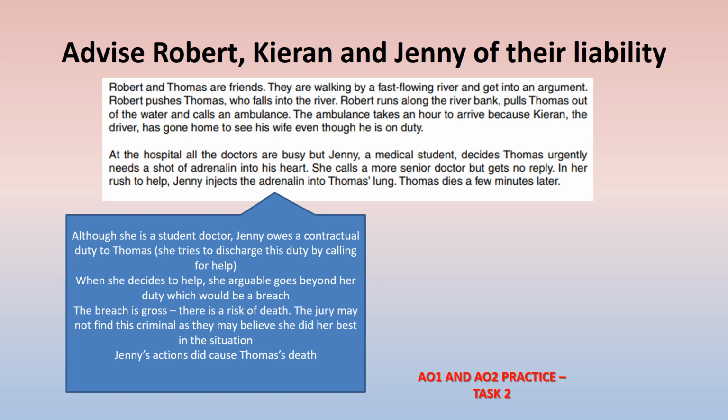Whether it's criminal, the jury may not find it criminal because they might think, well, she did her best in the situation. Had she not acted, she might equally have found herself in a similar position. So it's interesting to bring in the jury's view on this, what you believe they may decide. Of course, Jenny's actions did cause the death of Thomas, so you could apply the but for and the more than minimal test there.